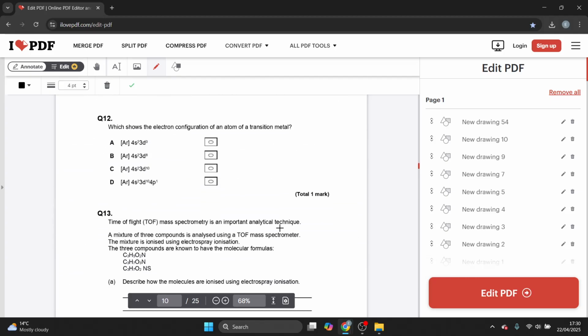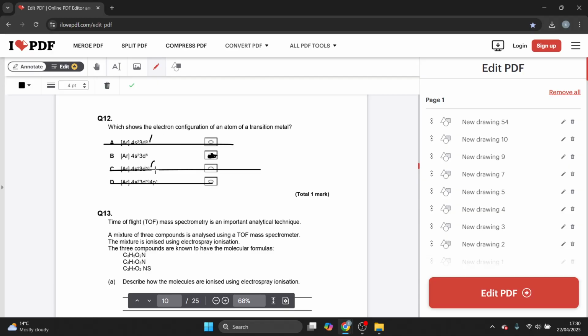Which shows the electron configuration of an atom of a transition metal. Transition metal, the definition: they have a partially filled d subshell. That is literally the definition. Partially filled, so it's not A, it's not C, it's not D. It's B. There you go. Or just use that fact from the memorization of the definition.